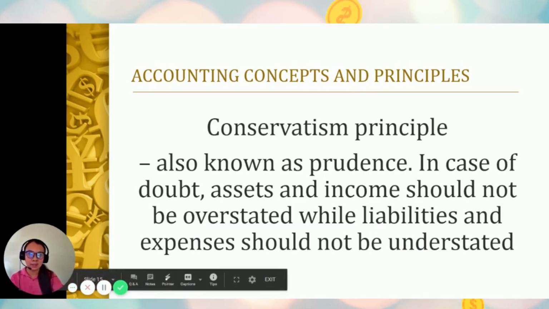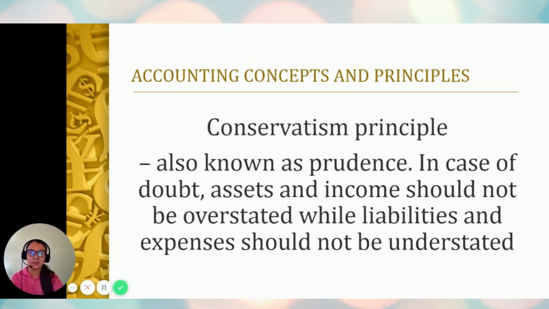Next is the conservatism principle, also known as prudence. It says, in case of doubt, assets and income should not be overstated, while liabilities and expenses should not be understated. So if you're in doubt, expenses should be recorded at a higher amount and revenue should be recorded at a lower amount. For example, the receipt, you cannot clearly see in the receipt whether the cost is 10 pesos or 16 pesos. If you're going to use the conservatism principle and that is an expense, you should record it at 16 pesos.